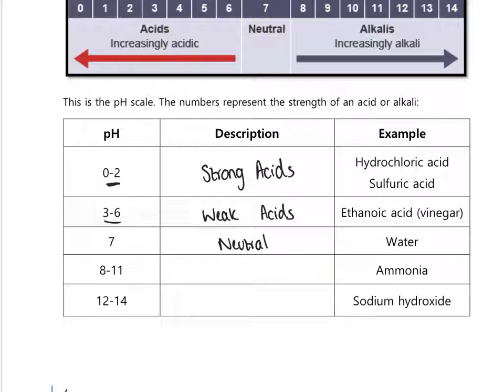And then we move into our alkalis. But close to neutral, our alkalis are weak alkalis. And then 12 to 14, those are our strong alkalis. So you need to know these numbers. So learn 0 to 2, 3 to 6, 7, 8 to 11, and then 12 to 14. And you've got some examples down the right hand side of those different types of acids and alkalis.